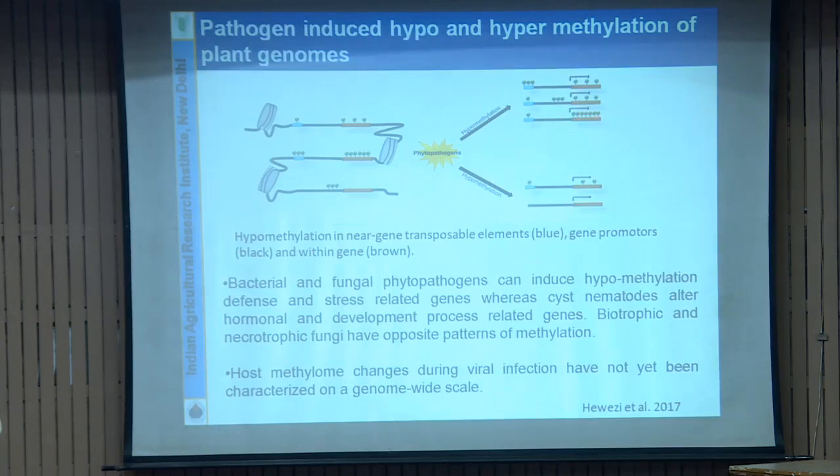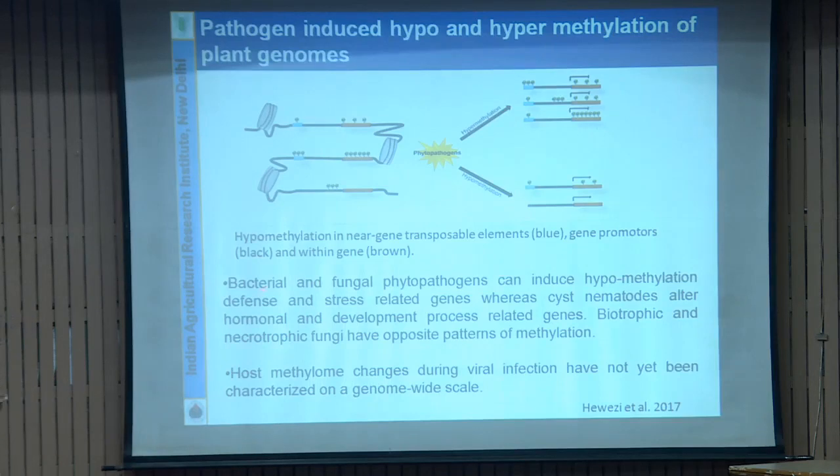Suppose this was a gene responsible for enhancing susceptibility in the plant. Then hypermethylation of such a gene region or promoter region will lead to suppression of that gene, and as a result the plant may get the resistance response. Or consider hypomethylation of a defense responsive gene. Less methylation of that gene means more activation of that gene, so that defense responsive gene would be more activated.